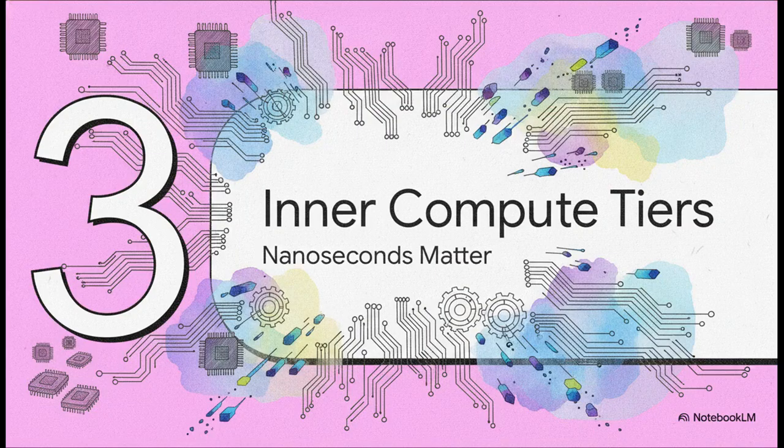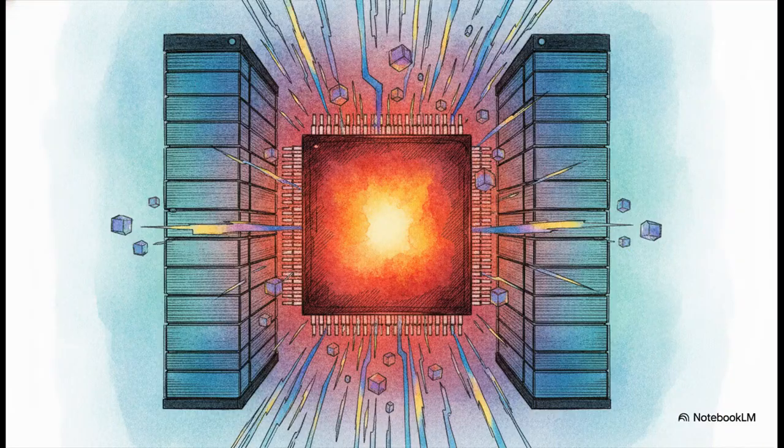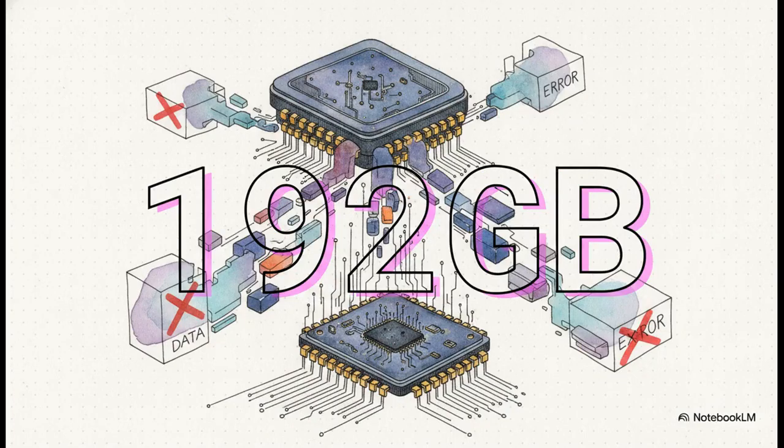Section 3. The Inner Compute Tiers. Nanoseconds matter. Let's start our descent at the absolute center of the action, Tier 0. This is the GPU High Bandwidth Memory, or HBM. It operates at blistering nanosecond access speeds. This is the literal core of the compute process, where everything required for a forward-backward pass has to physically reside during computation. But because it's so incredibly fast and, frankly, so expensive, it is highly constrained.